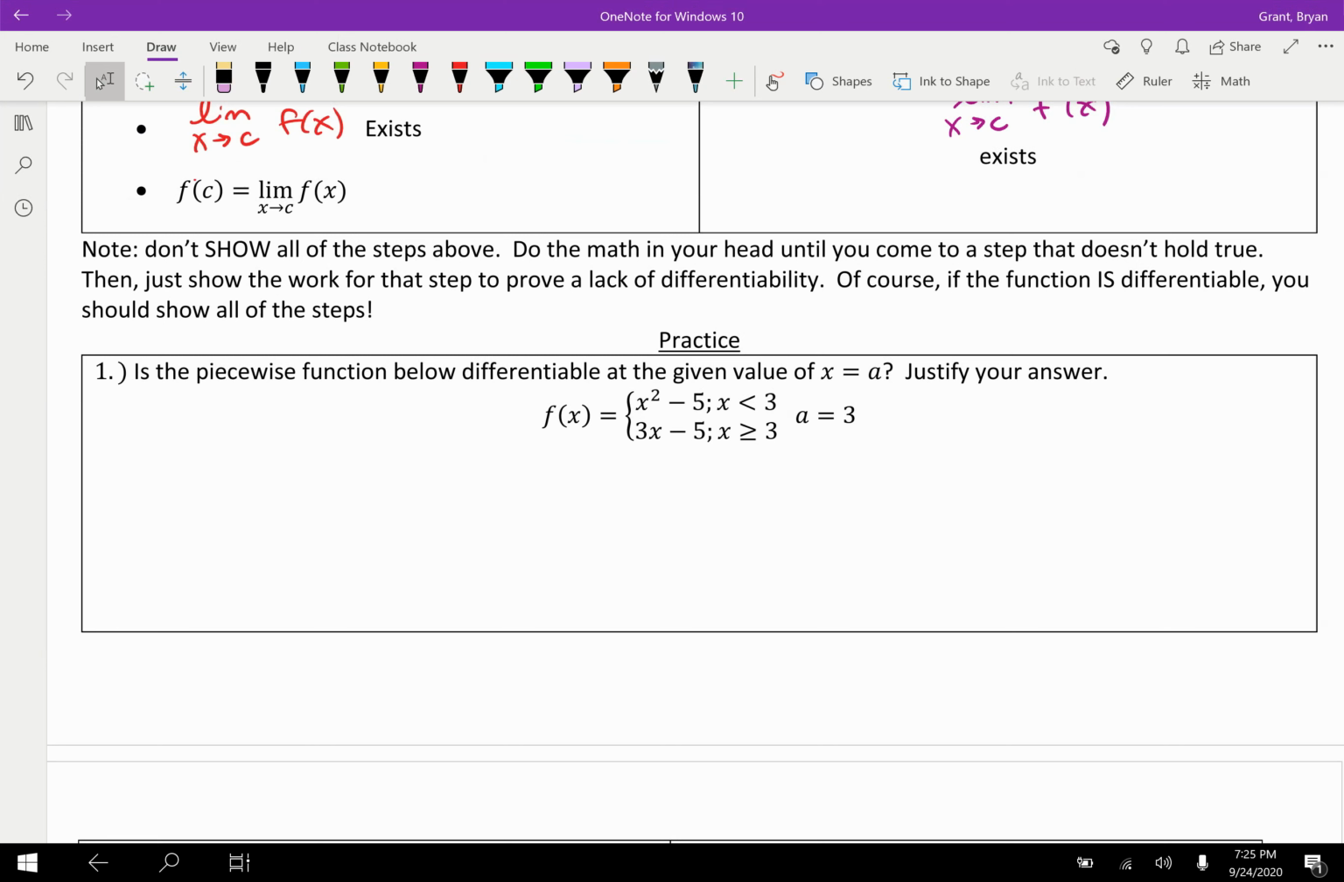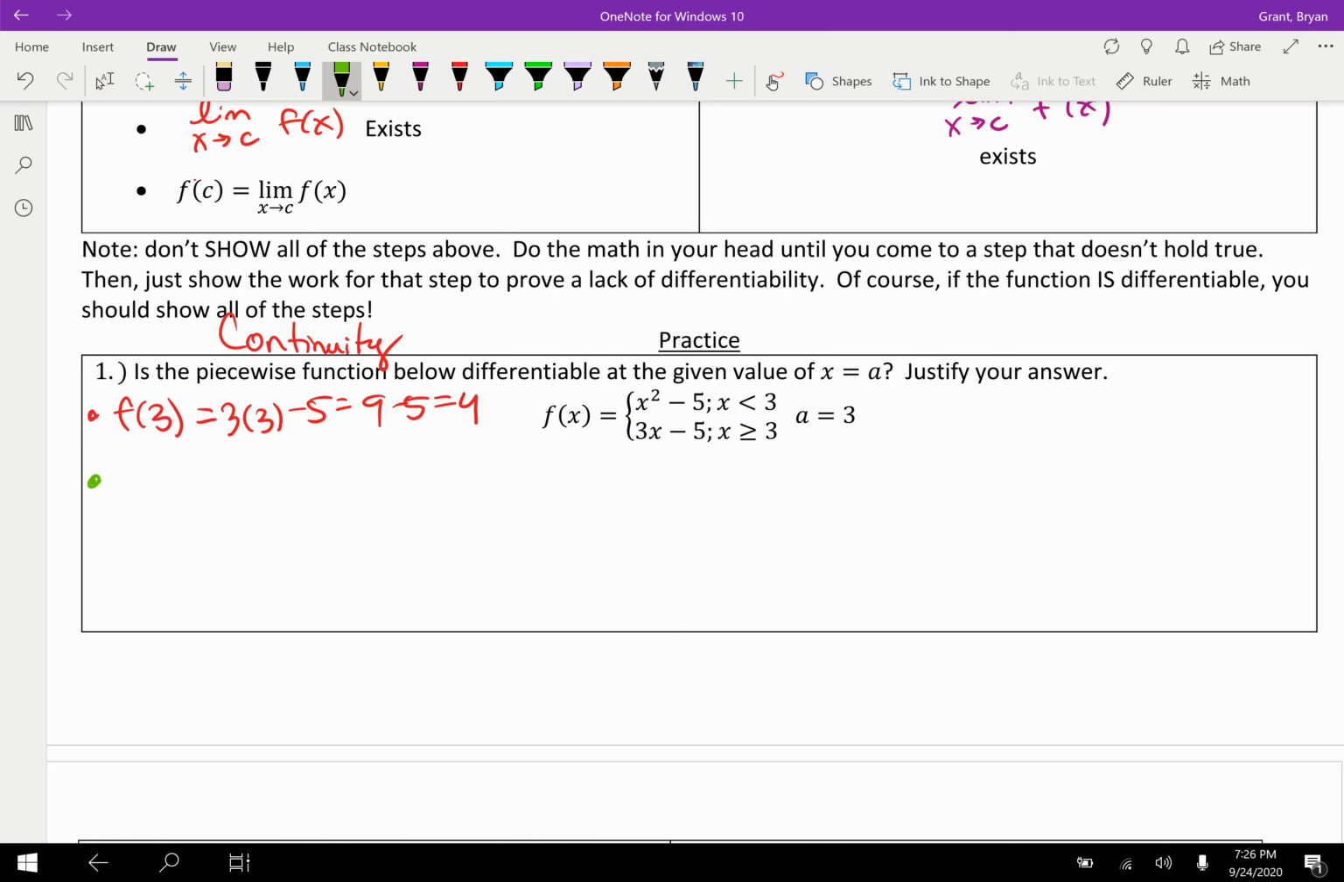Well, if this is going to be differentiable at x equals 3, then the first thing I'm going to check is the continuity. And I'll label that over here just in case you want to see it. Continuity, we have a couple things to check. First, I want to make sure that f of 3 exists. Well, f of 3, that's this equation down here because there's an equal to, becomes 3 times 3 minus 5, 9 minus 5, which is 4. Cool, f of 3 exists.